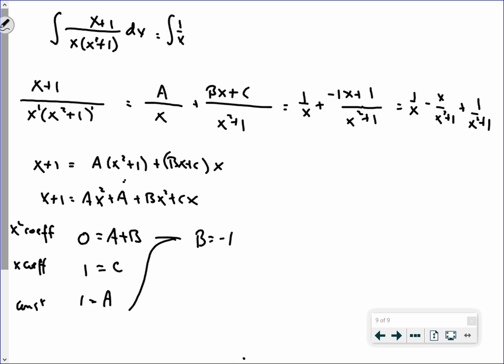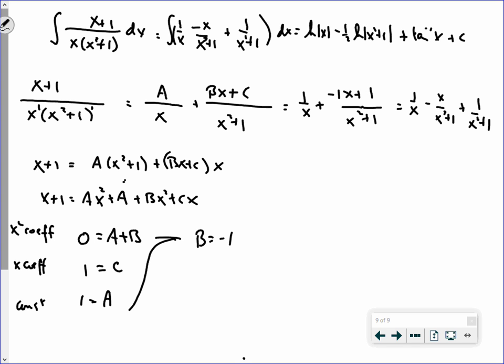It's going to be a logarithm. This one is also going to be a logarithm. And this one is going to be an inverse tangent. So let me just give you the answer, and you can figure that out. The integral of 1 over x is natural log of x. This one's a little more interesting: minus 1/2 the ln of x squared plus 1. And the last one, we did a while ago, inverse tangent of x, plus a constant.